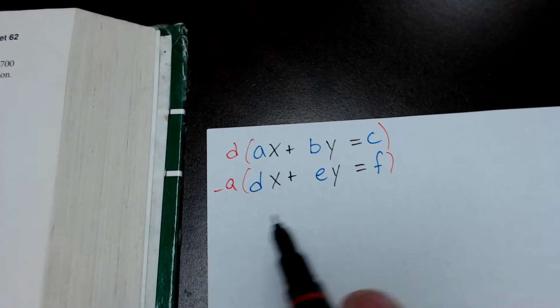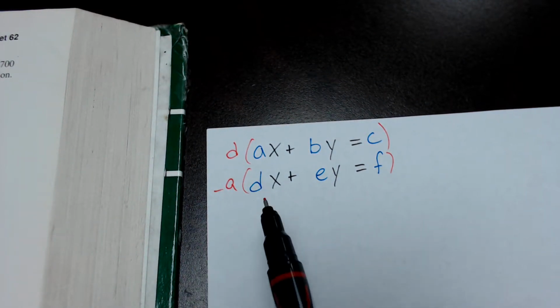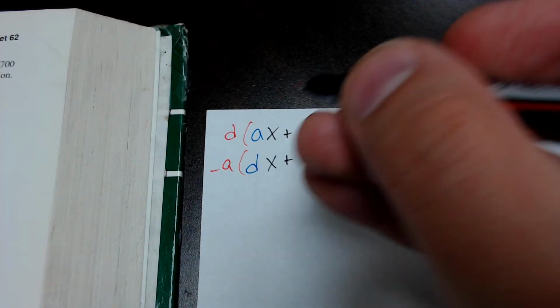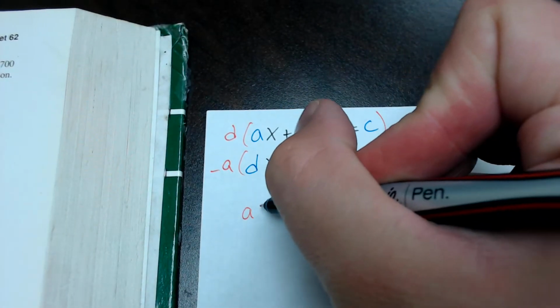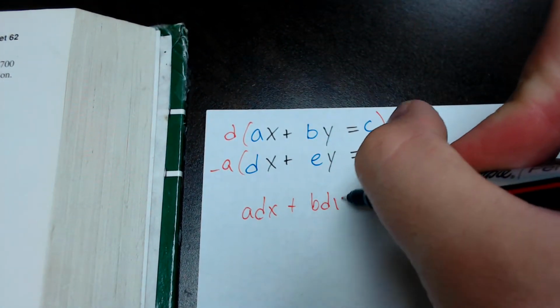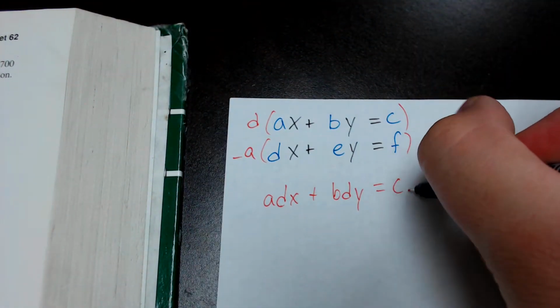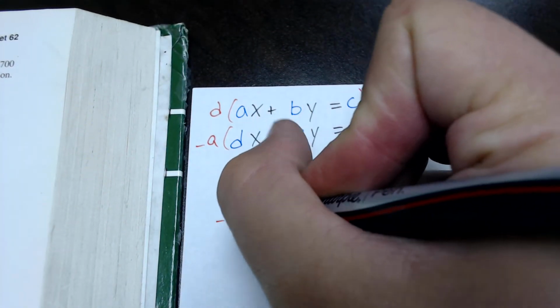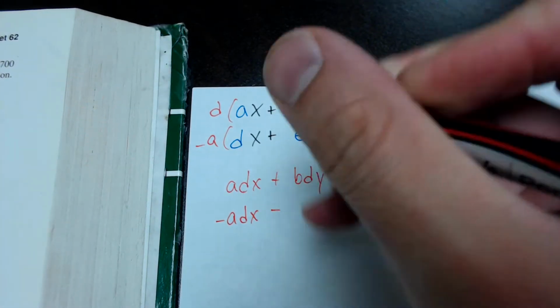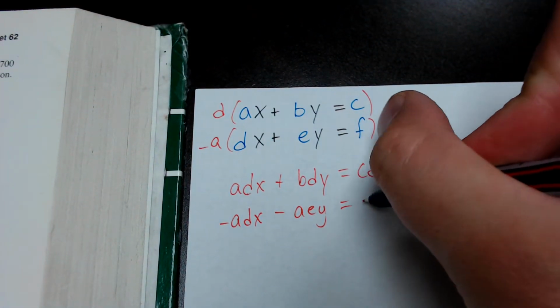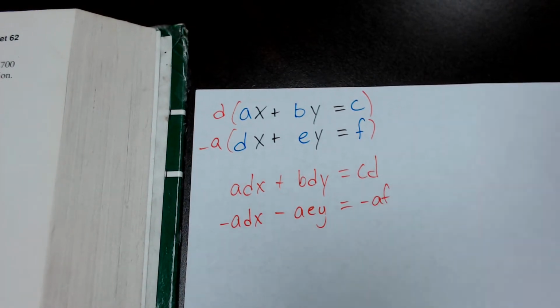What that does is it rewrites everything to where this first term can be eliminated and there will be no more x. So when I multiply, the top equation is going to become adx plus bdy equals cd. The bottom equation when I multiply is going to be negative adx minus aey. That's going to equal negative af.